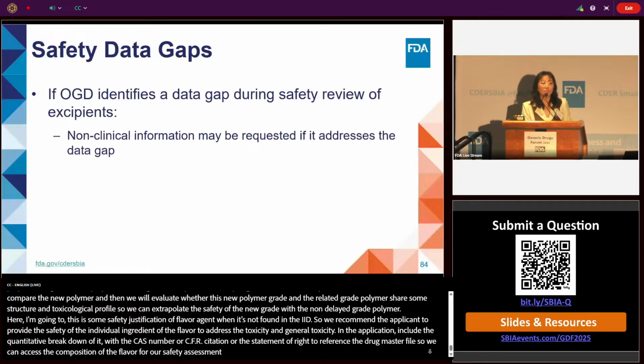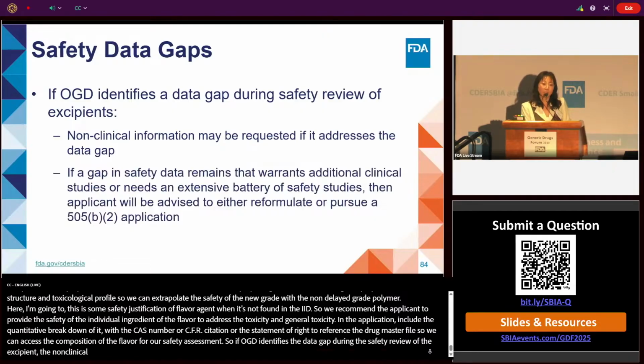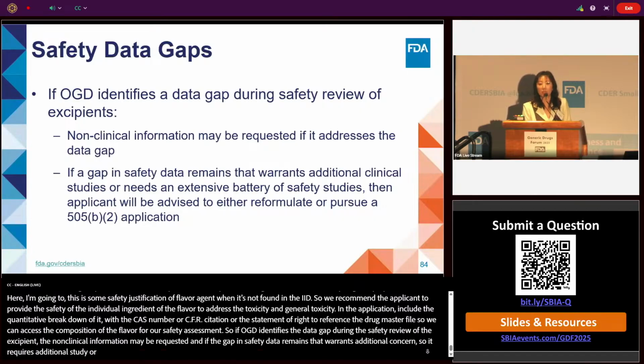If OGD identifies a data gap during our safety review of the excipient, non-clinical information may be requested. If this still leaves some additional concern, and it requires a clinical study or an extensive safety toxicity study, then the applicant will be advised to either reformulate or pursue a 505(b)(2) application.